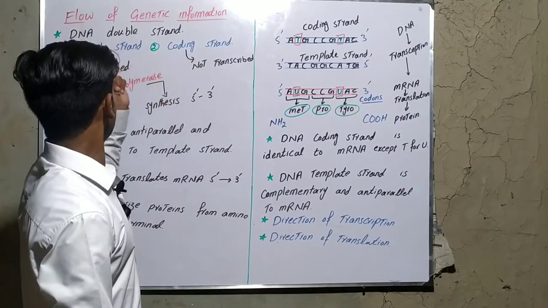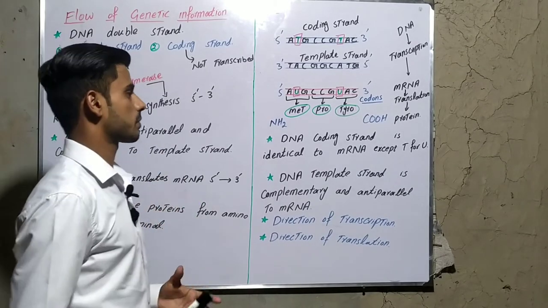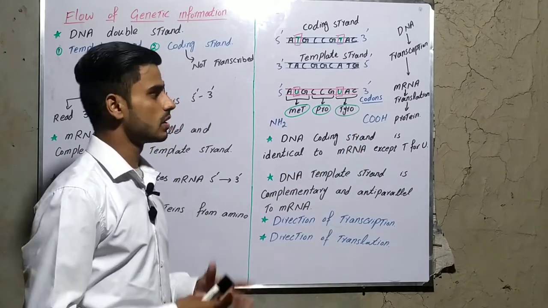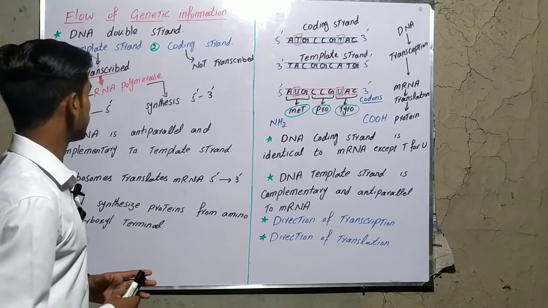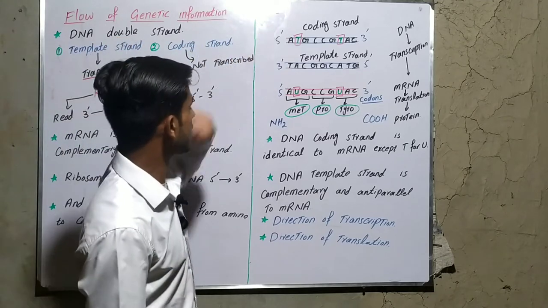So now we will see about the flow of genetic information, how genetic information flows from DNA towards the formation of proteins. So now we will see about that. This is the DNA double strand molecule.